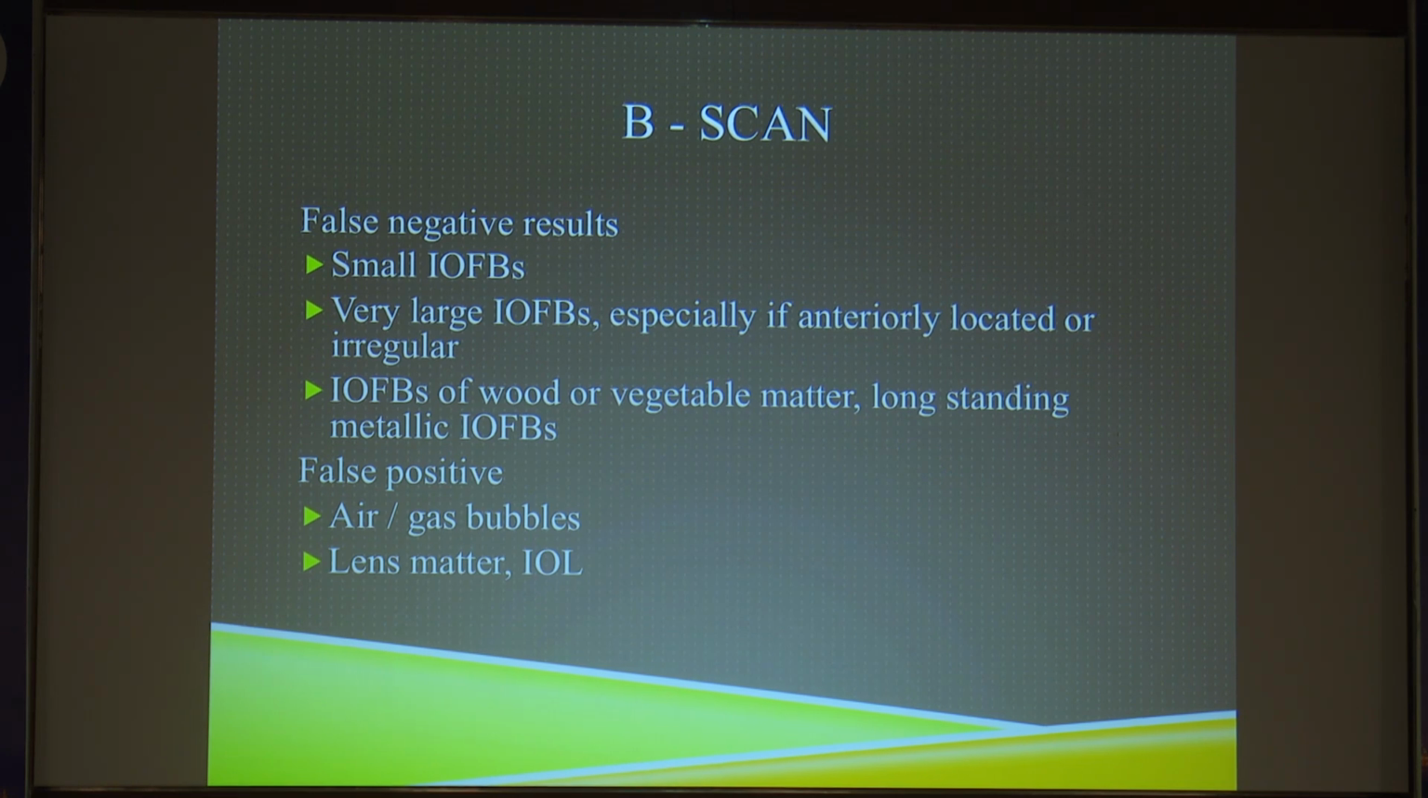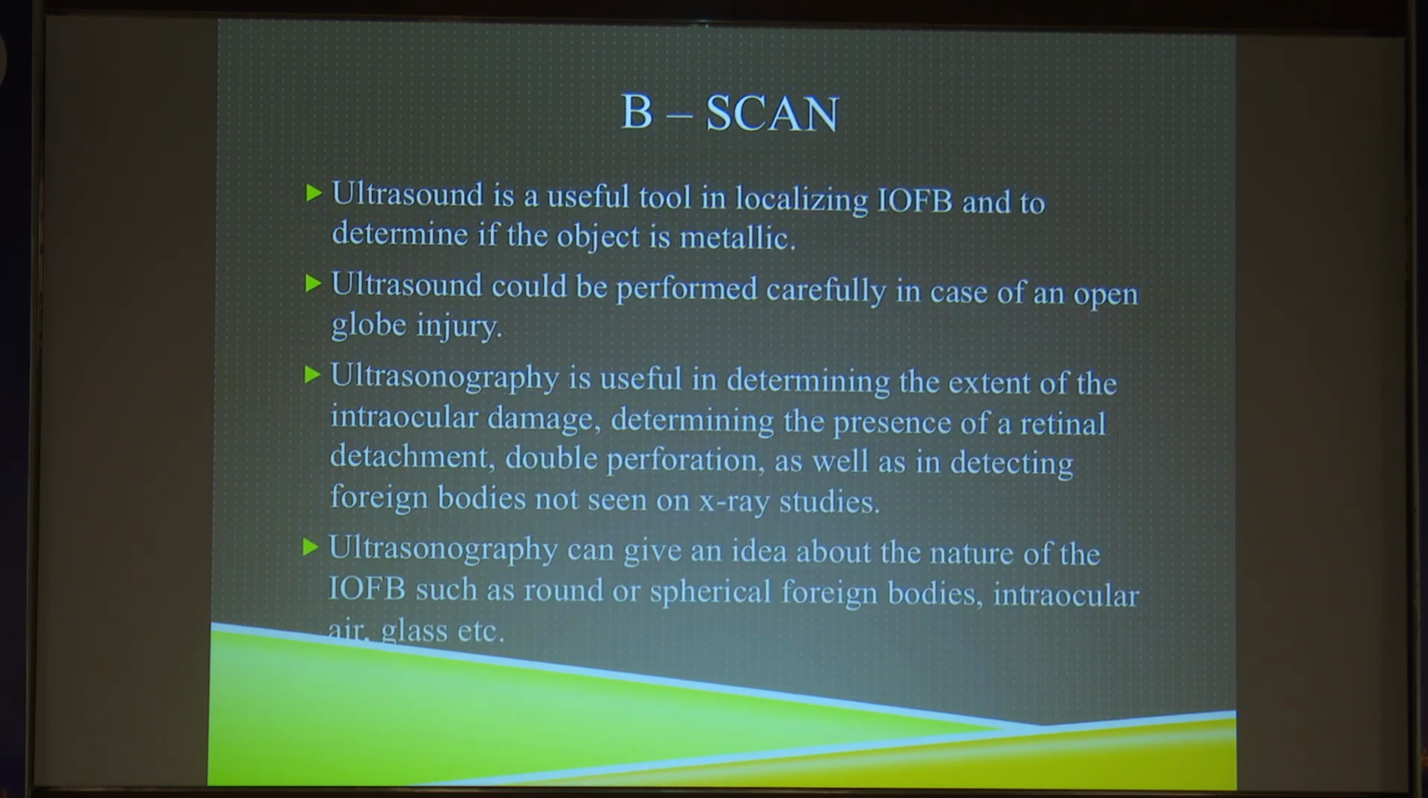B-scan can have a false negative result in small IOFBs or very large IOFBs, especially if they are anteriorly located or irregular. IOFBs of wood and vegetable matter, long-standing metallic IOFBs, you will have a false negative result. A false positive can be in air and gas bubble and lens matter. It's a useful tool in localizing IOFB and to determine if the object is metallic. It could be performed carefully in case of an open globe injury.